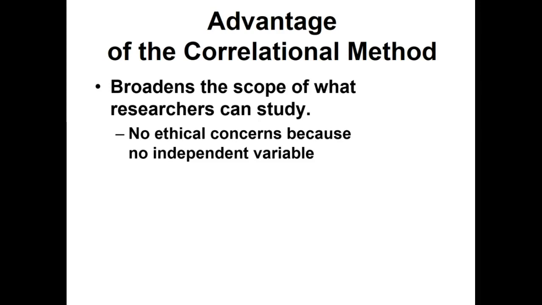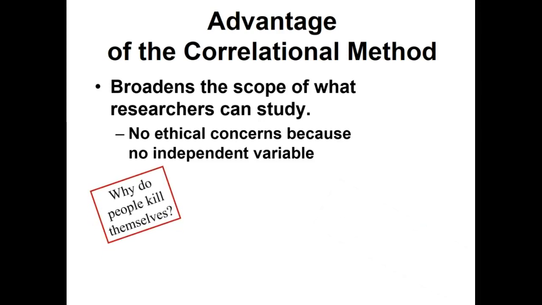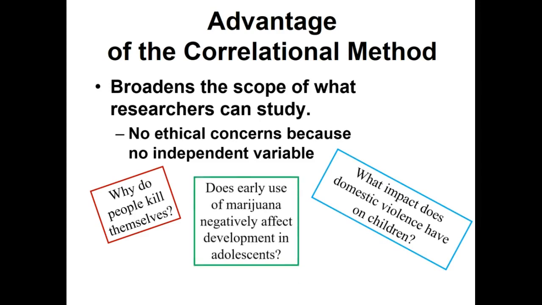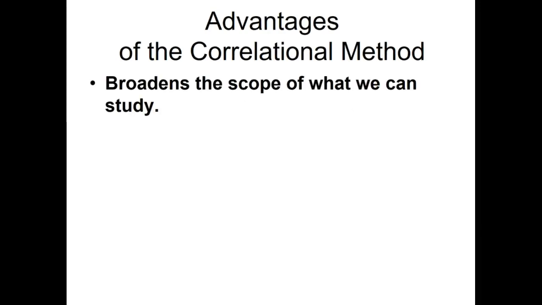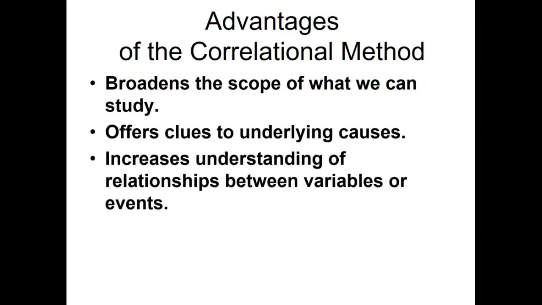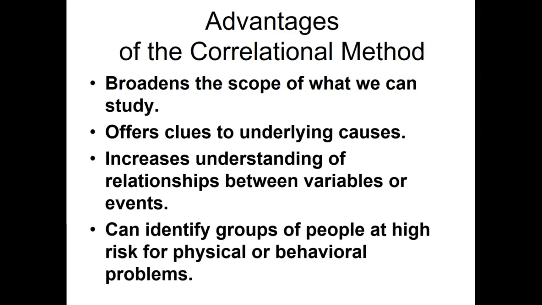Many of the questions that psychologists are interested in answering do not allow for true experiment. For example, why do people kill themselves? What impact does domestic violence have on children? And does early use of marijuana negatively affect development in adolescence? These questions can be studied only through the examination of correlational data. Other advantages are that the correlational method offers some clues to understanding causes, increases understanding of relationships between variables or events, and can identify groups of people at risk for physical or behavioral problems.